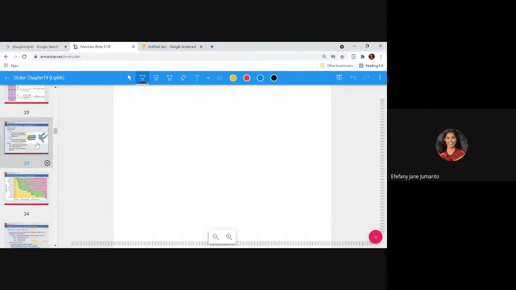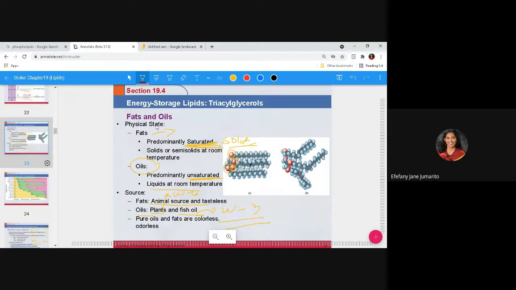All right, again. So we have the fats and oils. When we say fat, what's the state? Saturated, which is like solid. Fats are solid, just like your butter or margarine. Then we have oils. It's liquid, so it is liquid at room temperature. So what's the room temperature?